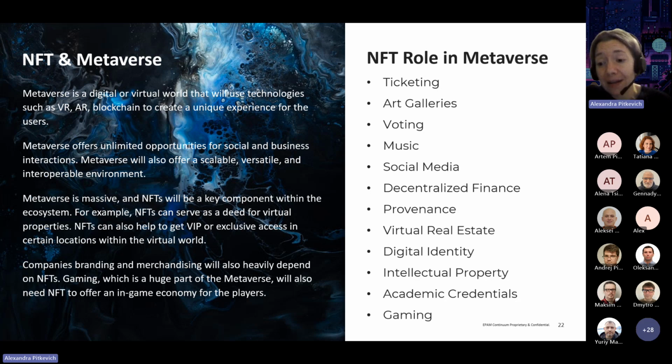There are an endless amount of use cases. Basically, any application now can have this type of immersive interface and will benefit from being connected with other applications. So it would be beneficial to be a part of the metaverse.